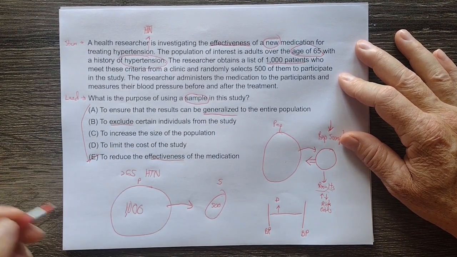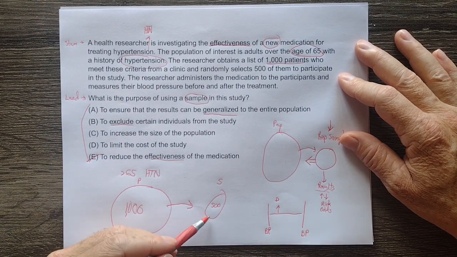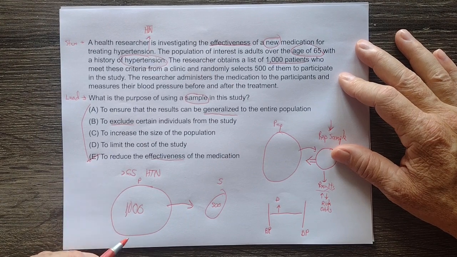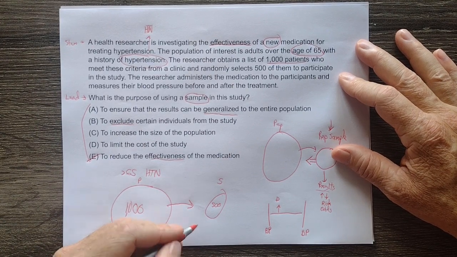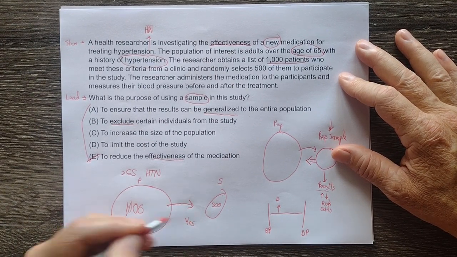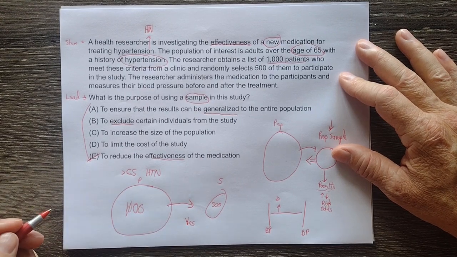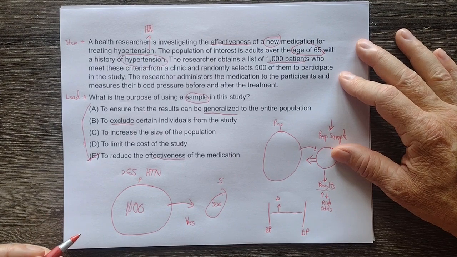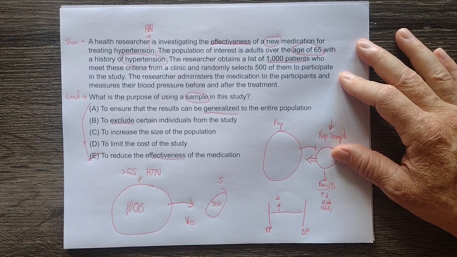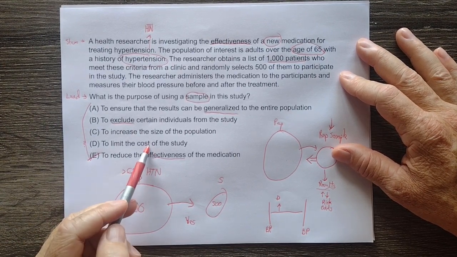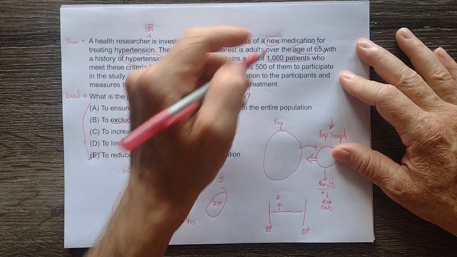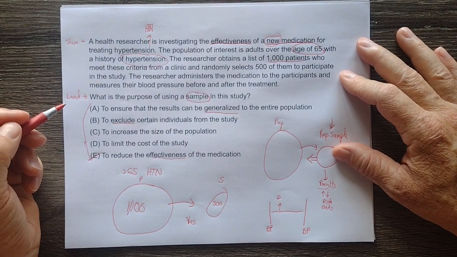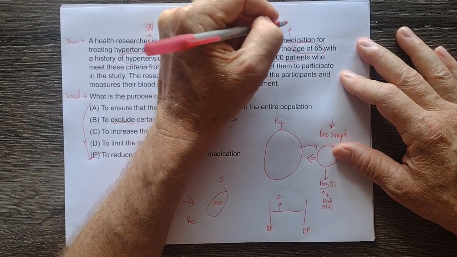To limit the cost of the study. Does taking a sample of 500 limit the cost of having to sample 1,000? Actually, it does. So this is not an incorrect answer. So I'm going to leave that one there. There are multiple different reasons why we might want to limit the cost of the study. Also, what if this new medication, what if we had tested it, but we didn't know that it had some serious side effects?